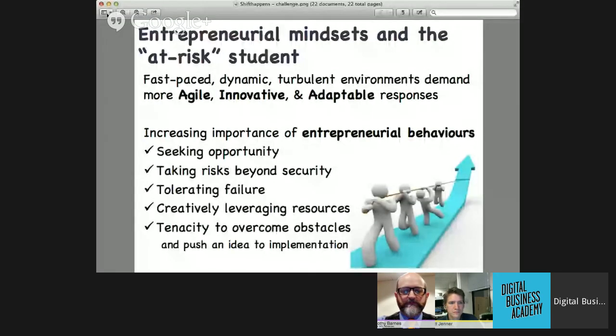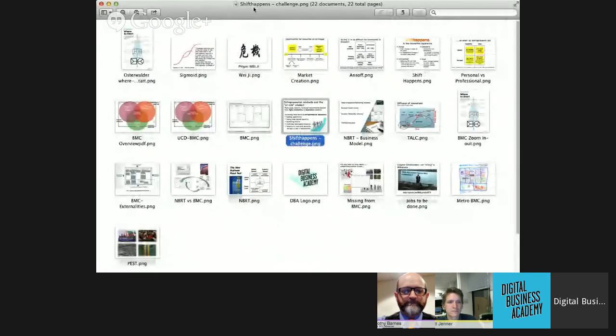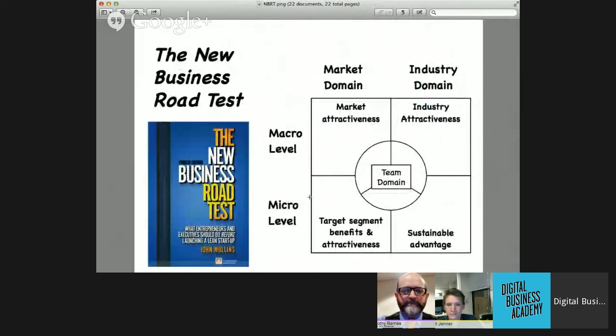And if I can just pull up the diagram I showed at the beginning, I think it's worth exploring again. Very quickly, for the new business road test, in which honestly I have no shares and get no return from recommending it on behalf of John Mullins, there are, as Tim said, two separate models overlapping: the four quadrants of the micro and macro market and industry domains, and then this dial in the middle.